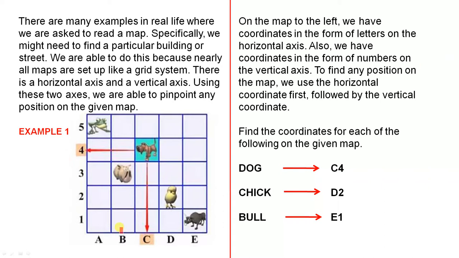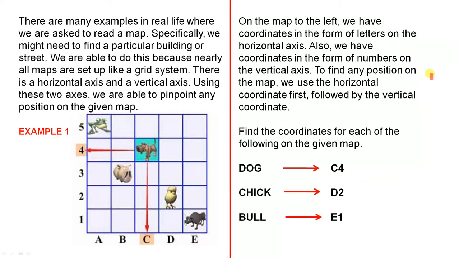So an axis is just a fancy name for a line. So there's the horizontal line there, and there's the vertical line. So each of those is an axis or a line. On the map to the left, we have coordinates in the form of letters on the horizontal axis. Now, coordinates are just fancy names for the separate letters here and also the separate numbers there. So also we have coordinates in the form of numbers on the vertical axis.